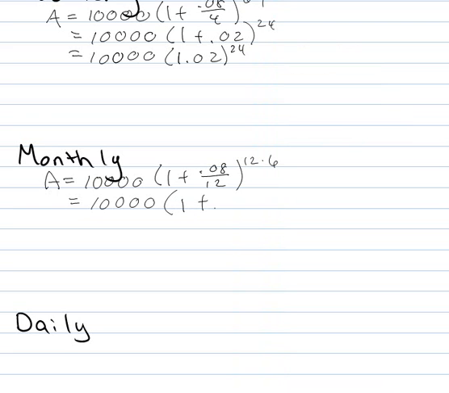Try this again. 1 plus 0.006666. Just remember that when you plug that into your calculator, you want to include as many of those digits as you feel like typing in, so that when you do plug it into your calculator, it's as accurate as possible.